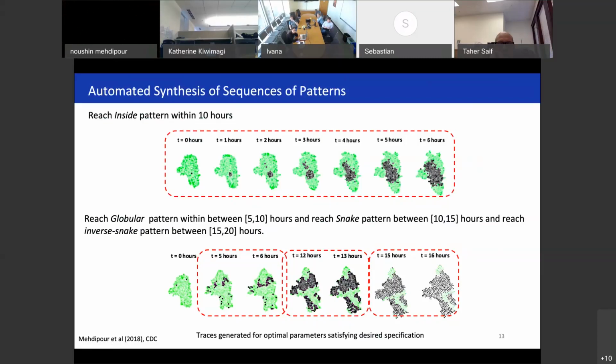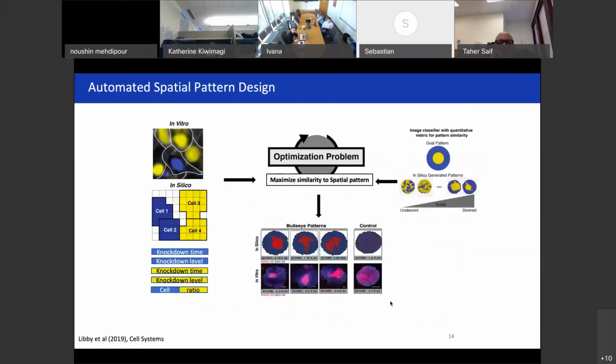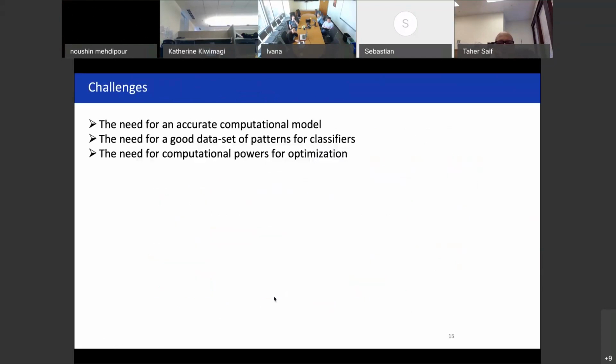We haven't validated the results yet, but the same idea and the same framework had already been used in our lab by DeMarcus from our lab, and also Ashley from Todd's group. They actually had validated experimental results where they could synthesize bullseye patterns both in silico and also in vitro.